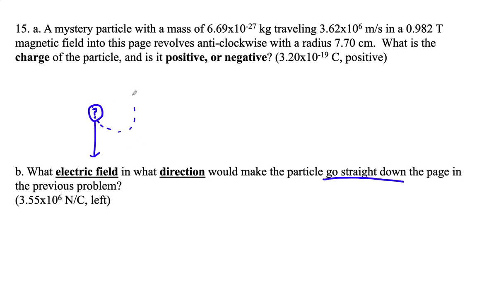So there must be a force to the right on it as it goes down the page. So this is our magnetic force. This is our velocity, okay? And then we also know that the magnetic field is into the page, right? So we're in a region where the magnetic field is into the page.